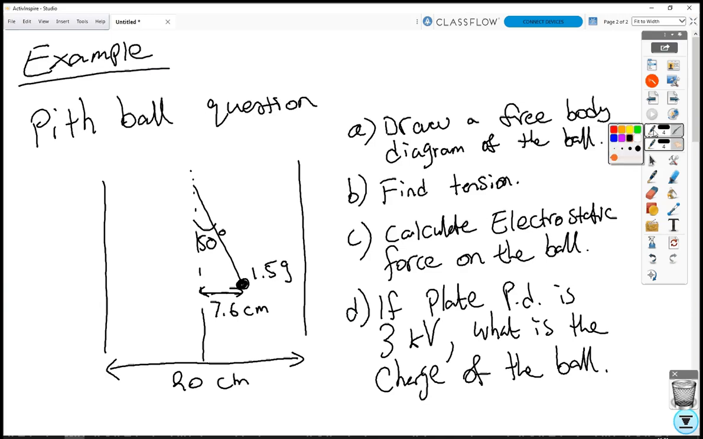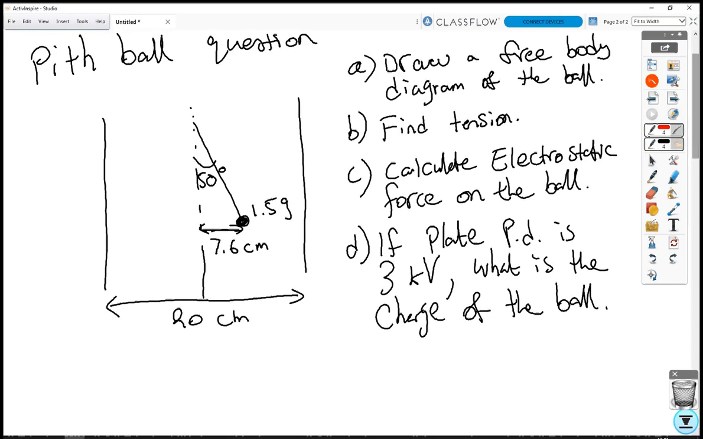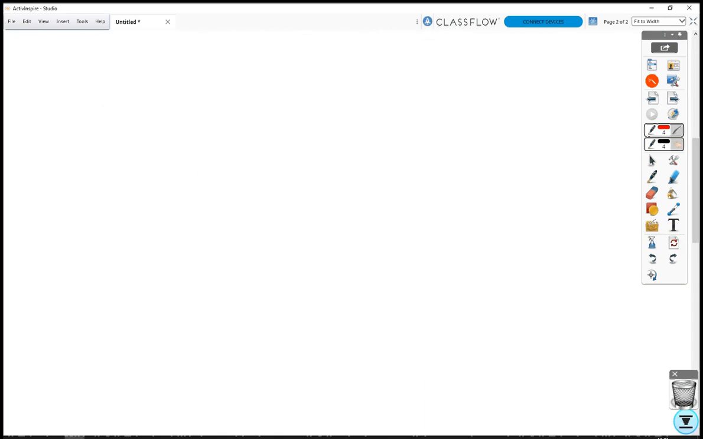Okay, so let's begin with part A. The question says to draw a free body diagram of the ball. So what we're going to do is draw the ball and all the forces that act on the ball.